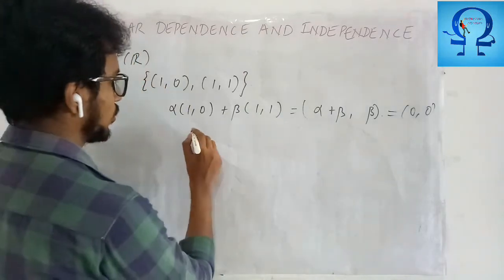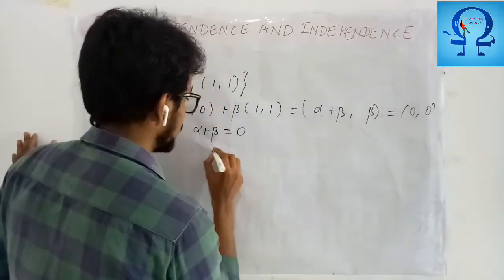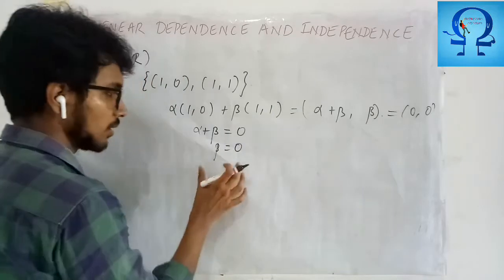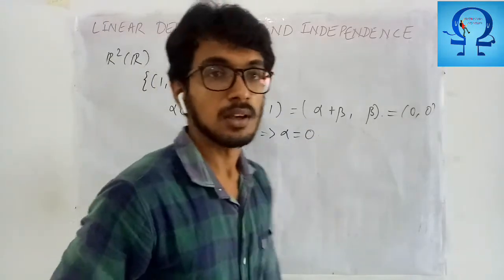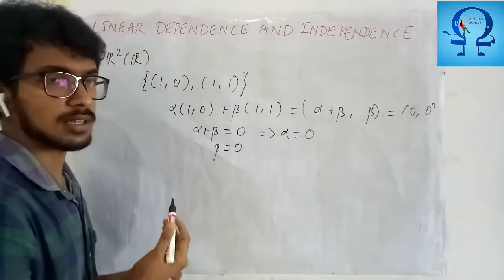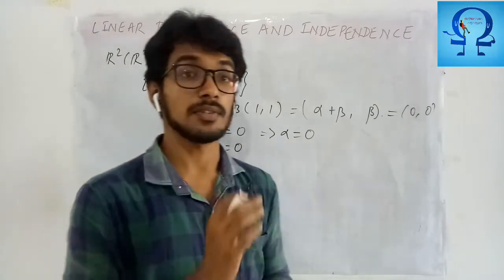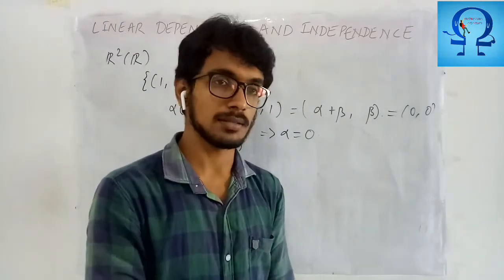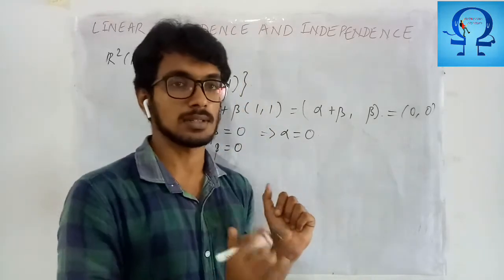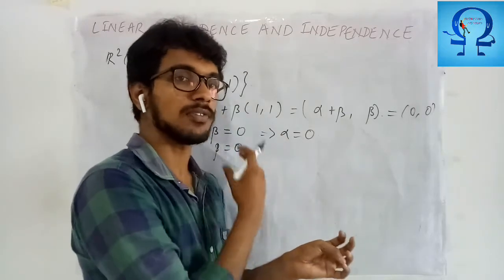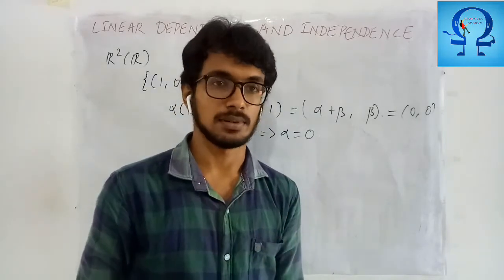Vectors are equal only if the corresponding entries are equal. Therefore, beta is clearly 0, which means alpha must be 0. This is a system of homogeneous equations that you have studied in school. When you solve a system of homogeneous equations by the elimination method, you will get only the trivial solution. We may also look at other methods.